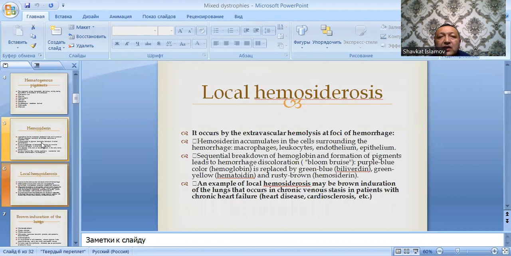Local hemosiderosis occurs by extravascular hemolysis as a focus of hemorrhage. Hemosiderin accumulates in the cells surrounding the hemorrhage: macrophages, leukocytes, and endothelial and epithelial cells. An example of local hemosiderosis is brown induration of the lungs, which occurs in chronic venous stasis in patients with chronic heart failure, heart disease, and cardiosclerosis.